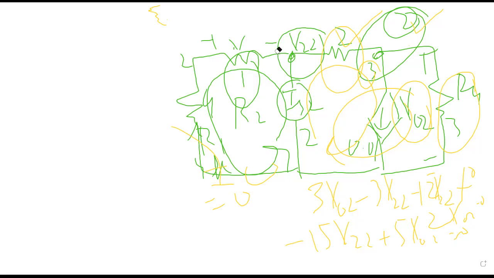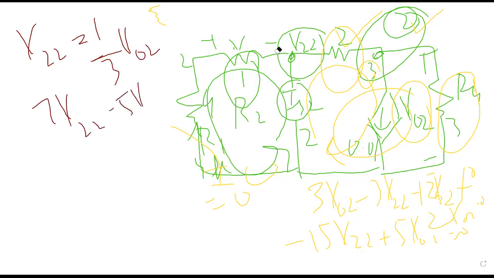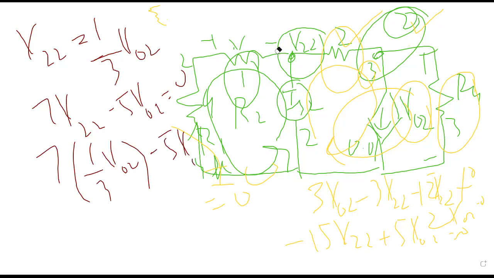So from here, the value V22 equals 1 upon 3 V02. Putting the value of V22 into the above equation, we come to 7V22 minus 5V02 equals to 0. So it must be 1 upon 3 V02 minus 5V02 equals to 0. So after this, the computed value is V02 equals to minus 7.5 V.